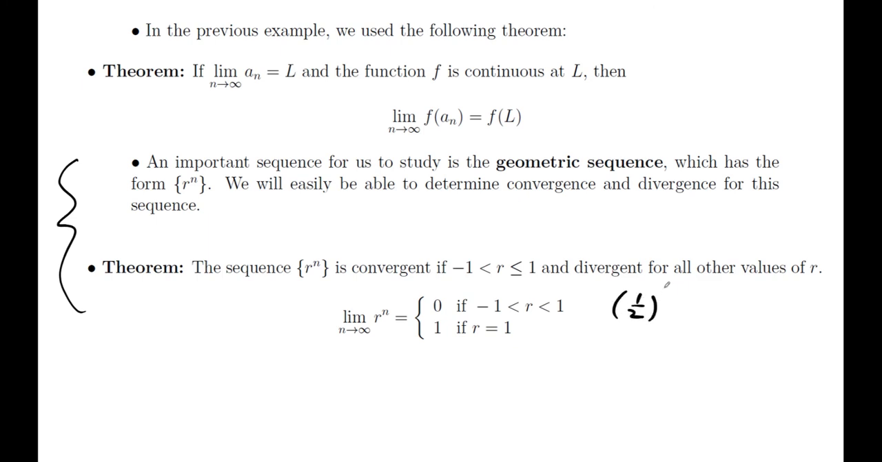If you say 1/2 to the n, you know that that is going to head to 0 as n goes to infinity, right? If I do 2 to the n, I know that that's going to infinity as n goes to infinity. So it's just this idea that if you have a number smaller than 1 that's being raised to a power, that should be heading to 0. If you have a number bigger than 1, it should be getting bigger and bigger and bigger.